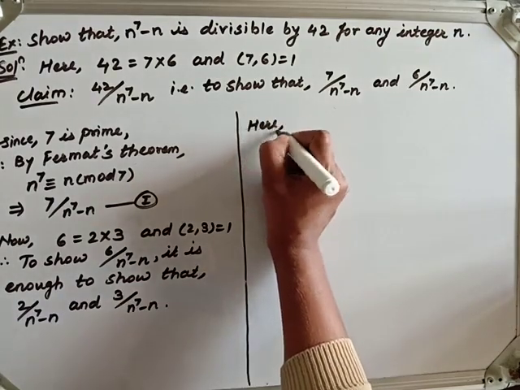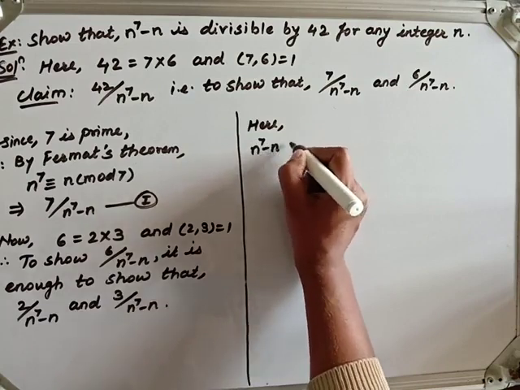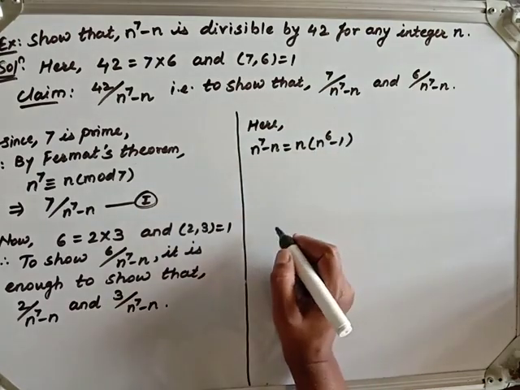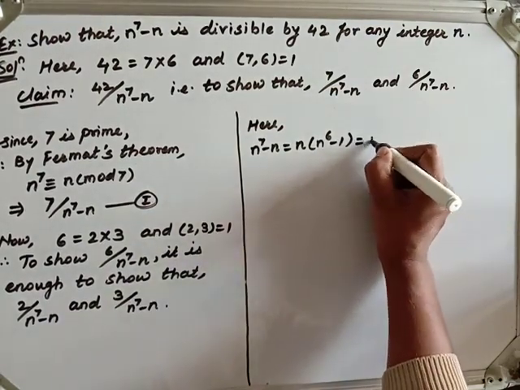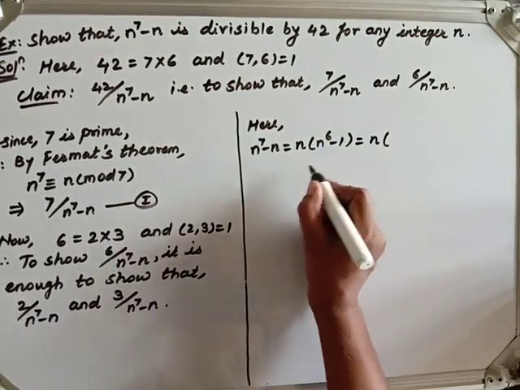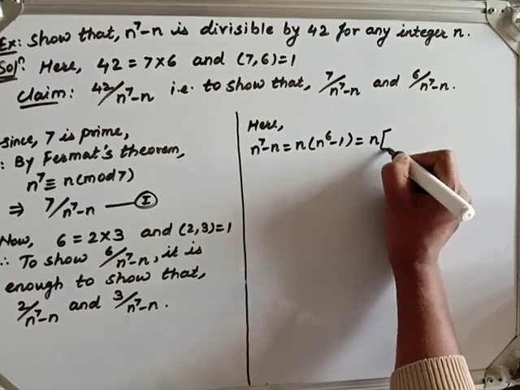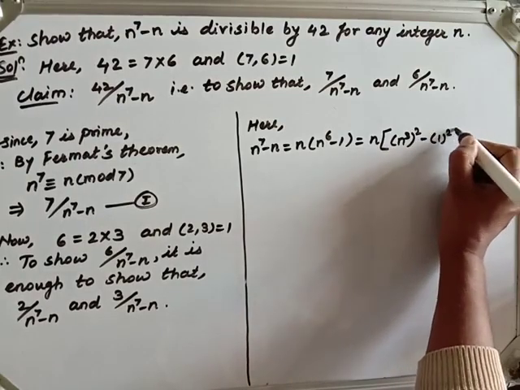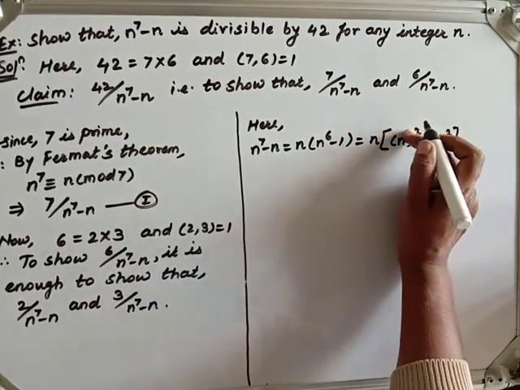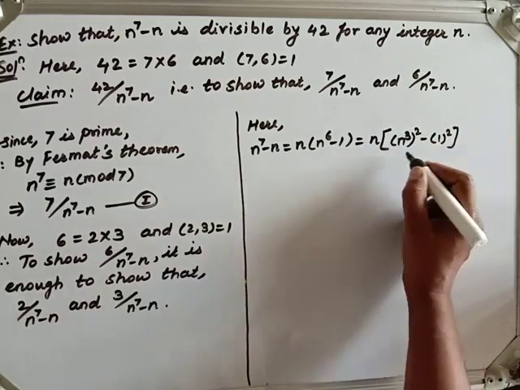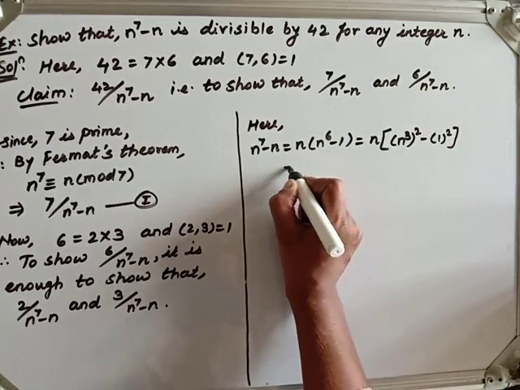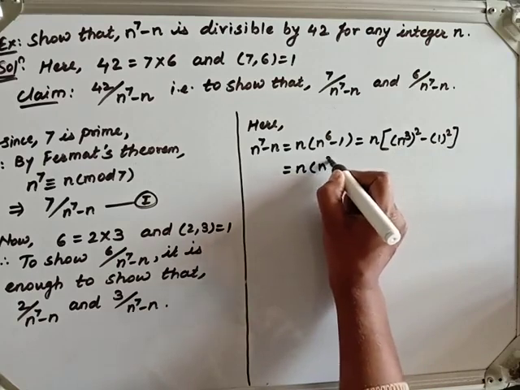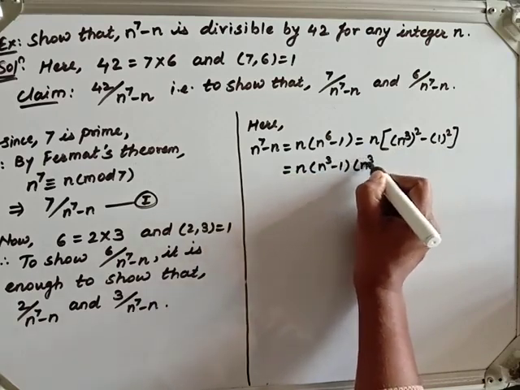Here, what is n raised to 7 minus n? It can be written as n into n raised to 6 minus 1. Now, n raised to 6 can be written as n cube squared, so n into n cube squared minus 1 squared. So, this is equivalent to n as it is, and this is a squared minus b squared, so a minus b into a plus b.